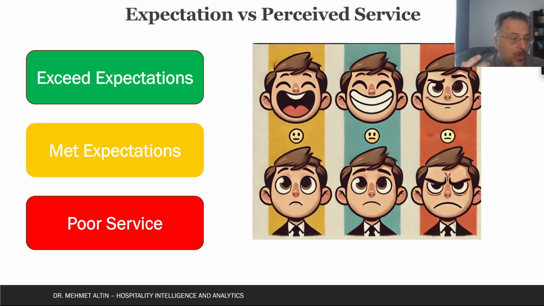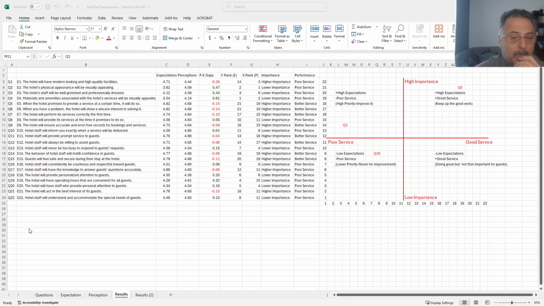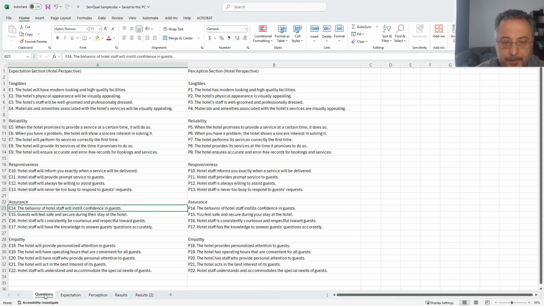So the question is, how does your business close the gap? However, before we can talk about that, let us first focus on how to measure this gap. So that's what today's topic is about. Now, this is an example I did.